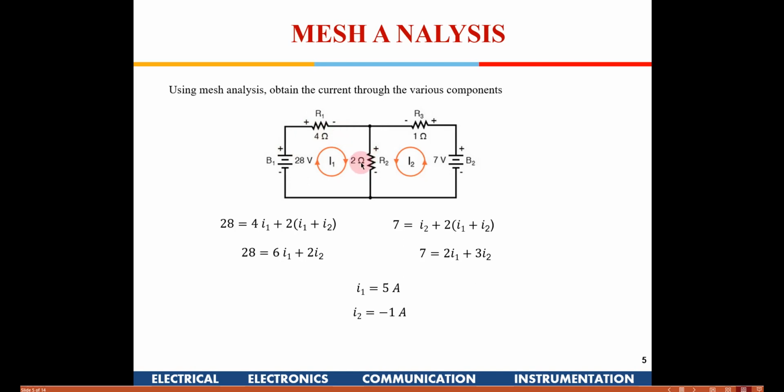Whereas what is going to flow into 2 ohms: I1 is going to flow from top to bottom, and I2 is also flowing in this. If you see the direction of I2, which is anti-clockwise, that is also going to flow in the same direction from top to bottom. So the equation would go like this: 28 is equal to 4 I1 plus 2 (I1 plus I2). If you open up these brackets, you get 28 is equal to 6 I1 plus 2 I2.